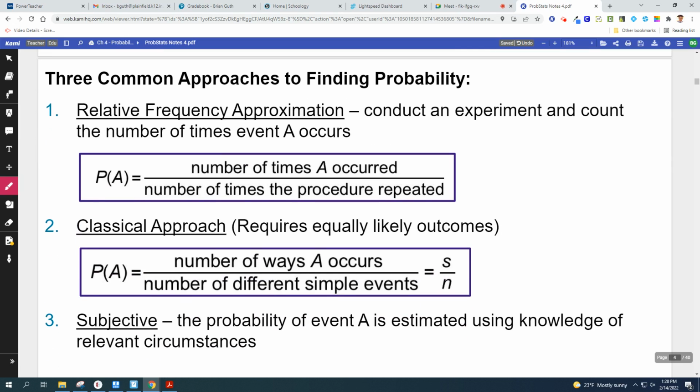Three common approaches to finding probability. Now, two of these I think make a lot of sense, but they seem very, very similar to each other. The third one's a little bit weird, but keep in mind probability is part over total. So number one is the relative frequency approximation. Conduct an experiment and count the number of times an event occurs.